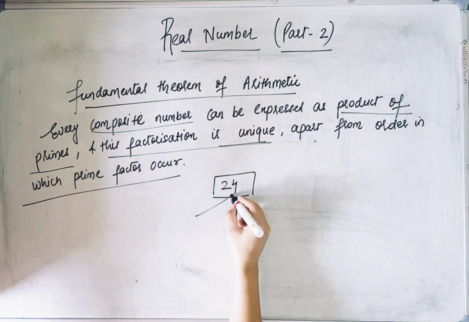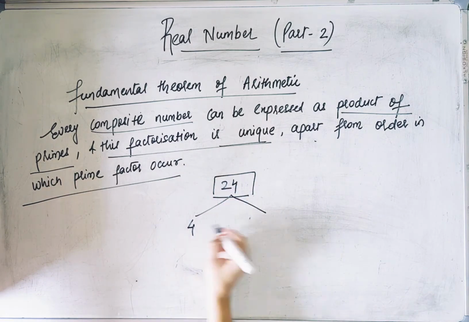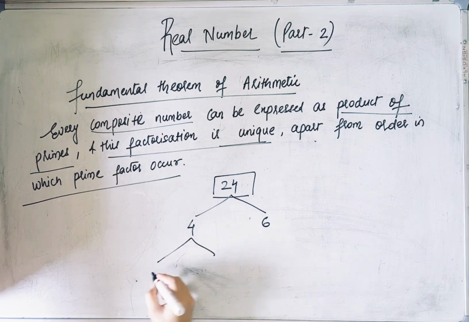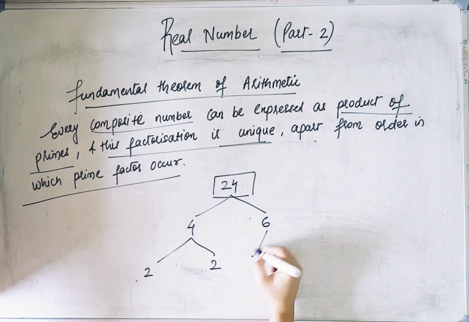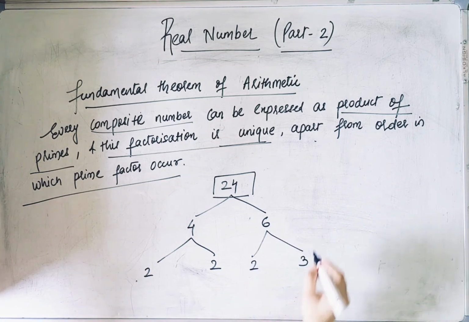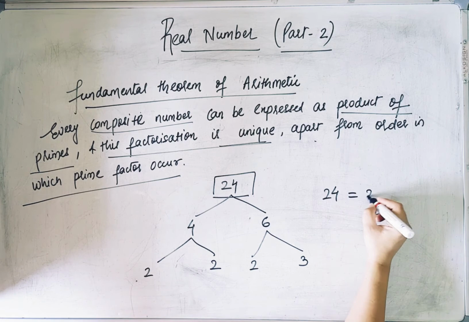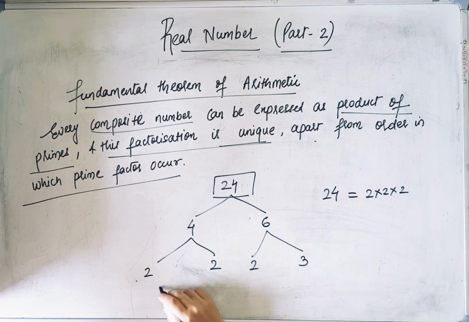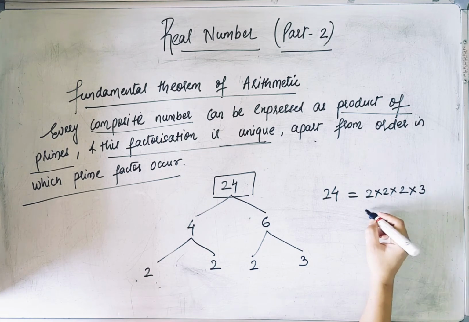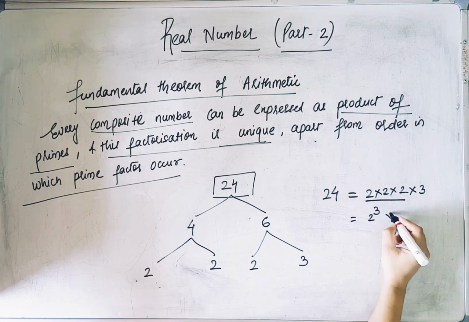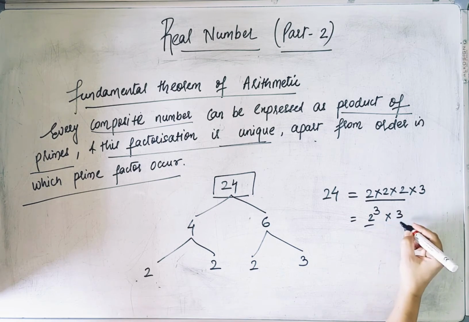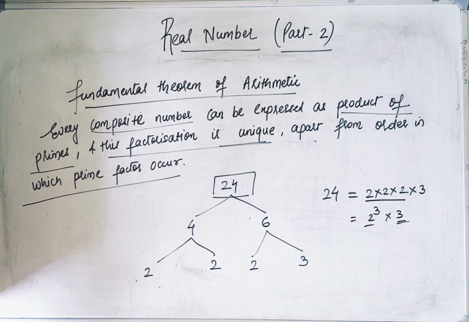How? See, 24 I can write as 4 into 6, 4 I can write as 2 into 2, and 6 I can write as 2 into 3. Thus, what are the factors of 24? That is 2 into 2 into 2 into 3. 2 is coming 3 times and 3, so this is 2 cube into 3. So 2 and 3 are prime numbers. So every composite number can be expressed as the product of primes. Now we'll see the questions related to this concept.